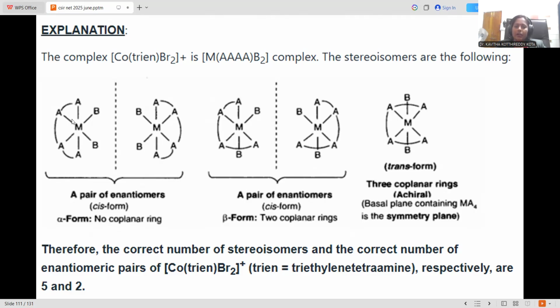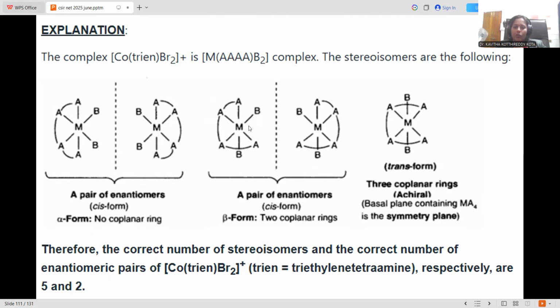Hence you get an octahedral complex. To simplify, the trien is represented as AAAA and the two bromines as B2. All four A's are on the left-hand side and the two bromines on the right-hand side, and if the mirror image is written, both have the relationship called enantiomers. Moreover, if both bromines are on the same side, it is the cis form, obviously. And a coplanar ring is absent within the complex.